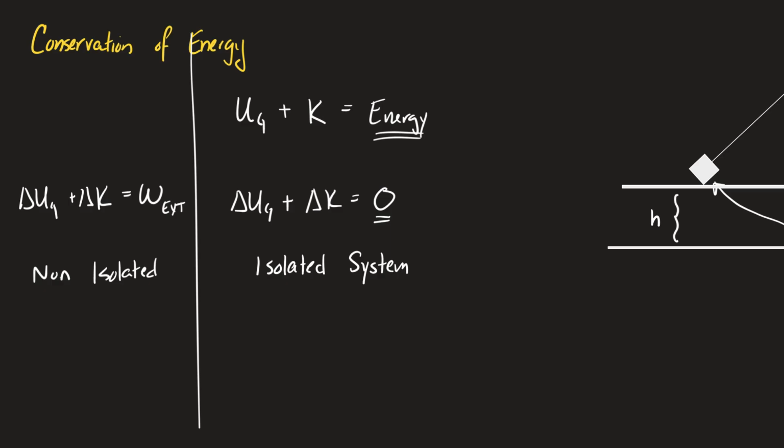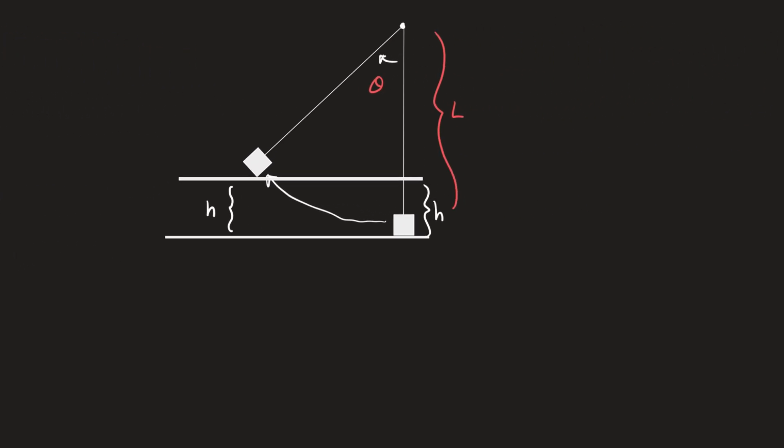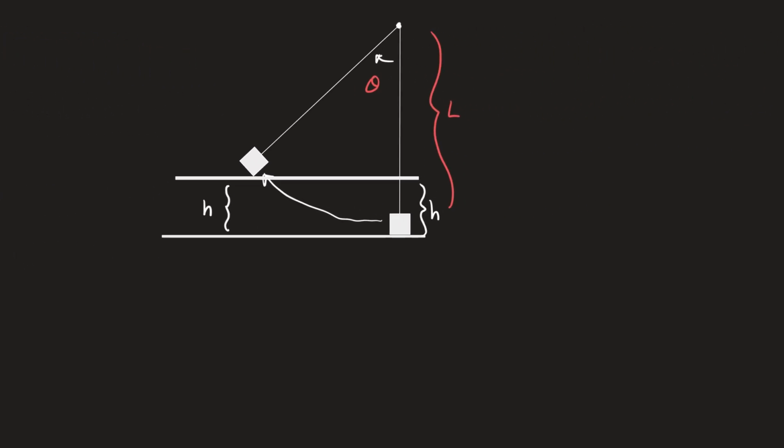Now, what this will result in is a means of solving problems where perhaps we don't know how the forces are acting in our system, or perhaps they're acting in a way that's complicated. Let's consider what happens if you pull back on the child, bring them to some height, and then release them. What I'm suggesting is that this represents the initial state of the problem, and this represents the final state of the problem.